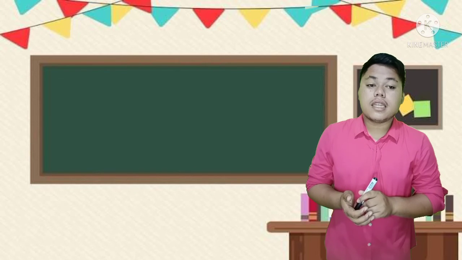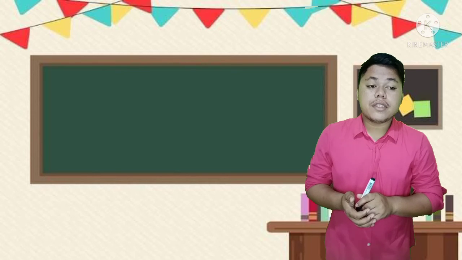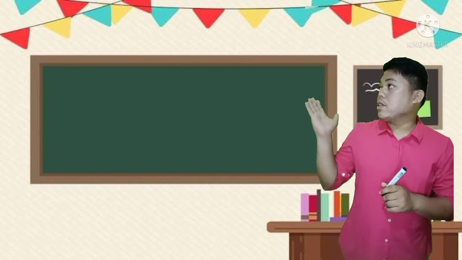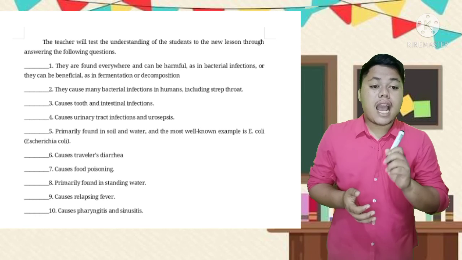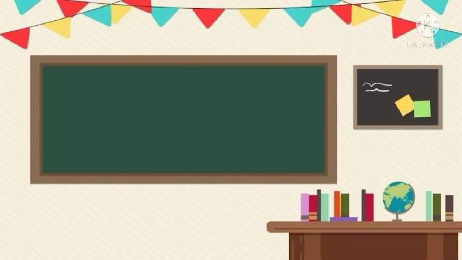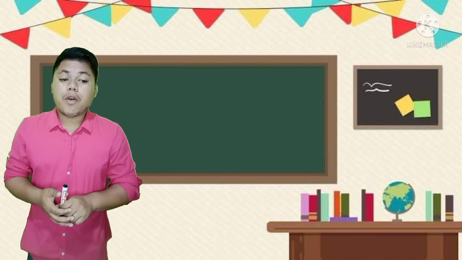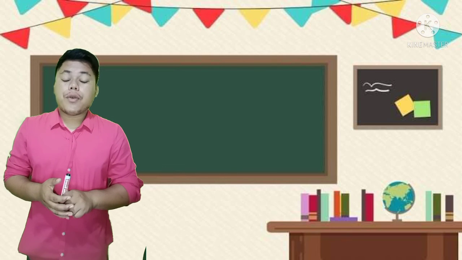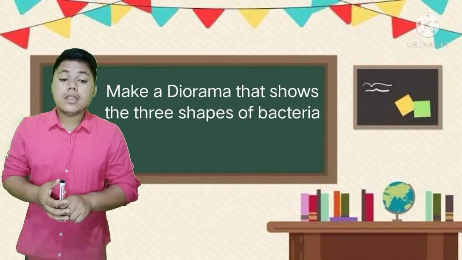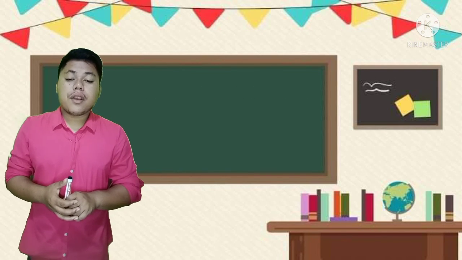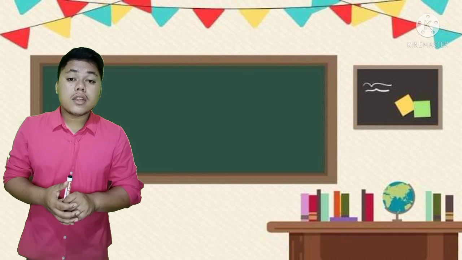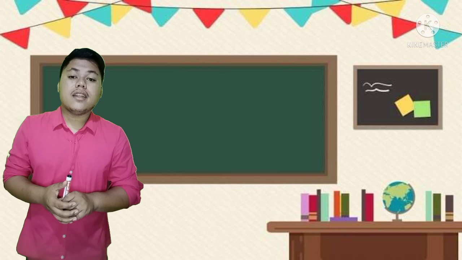Thank you, reporters. And now, on a one-half crosswise, write and answer the following question, and you will be given 5 minutes to answer. Your time starts now. 5, 4, 3, 2, 1. Time's up. So, before we end our discussion for today, for your assignment, make a diorama that shows the three shapes of bacteria. Is there any question or clarification? If there's none, goodbye and have a nice day.